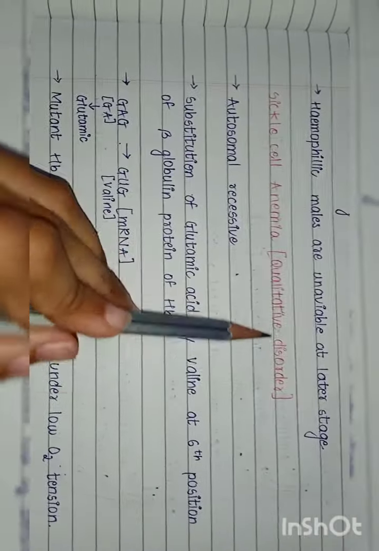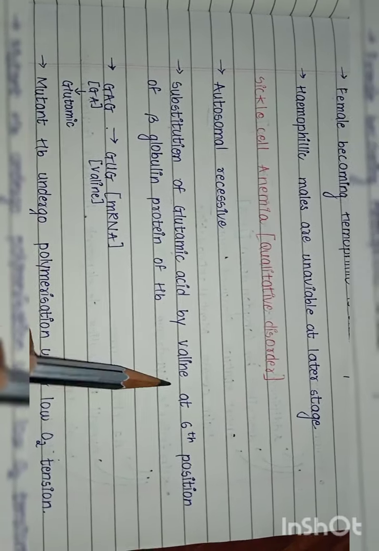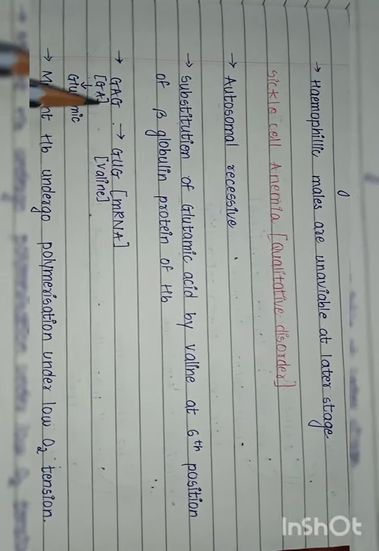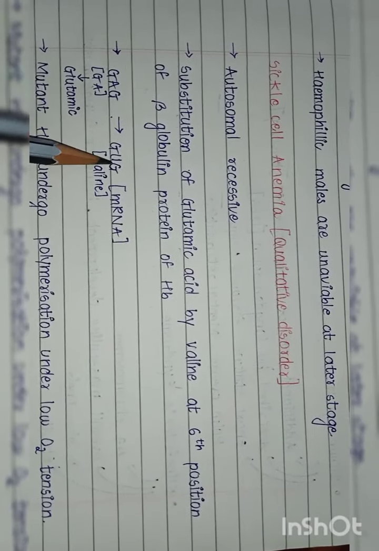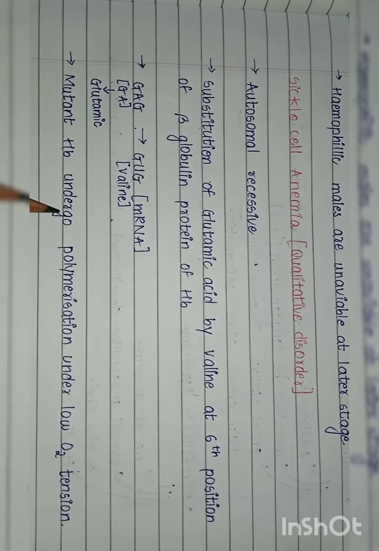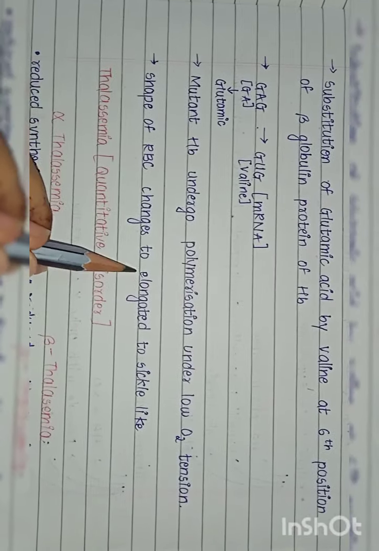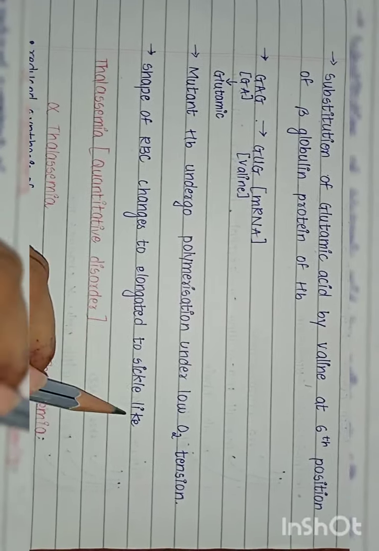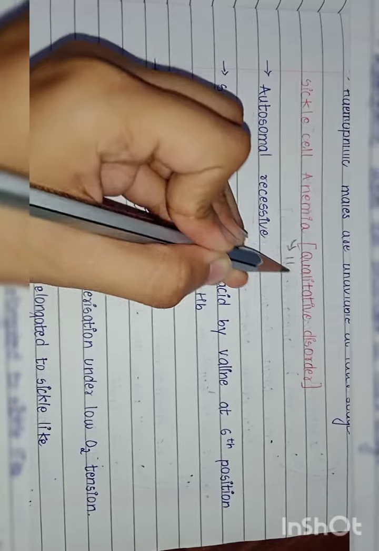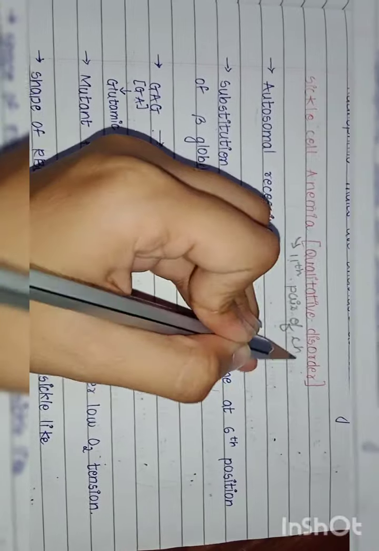Sickle cell anemia is a qualitative disorder. It is an autosomal recessive disorder, with substitution of glutamic acid by valine at the 6th position of the beta globin protein of HB. GAG, that is glutamic acid, is replaced by GUG, that is valine, in the mRNA. Mutant HB undergoes polymerization under low O2 tension. The shape of RBC changes to elongated, sickle-like. Sickle cell anemia occurs on the 11th pair of chromosomes.